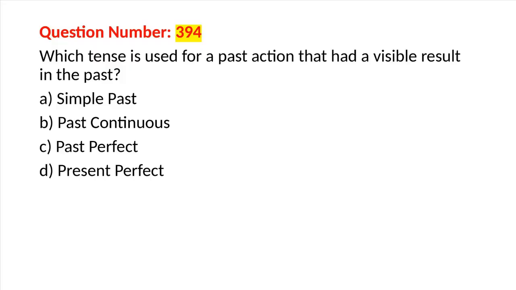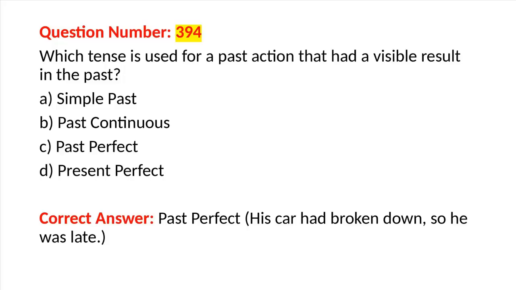Question number 394. Which tense is used for a past action that had a visible result in the past? A. Simple past. B. Past continuous. C. Past perfect. D. Present perfect. Correct answer: past perfect. His car had broken down, so he was late.